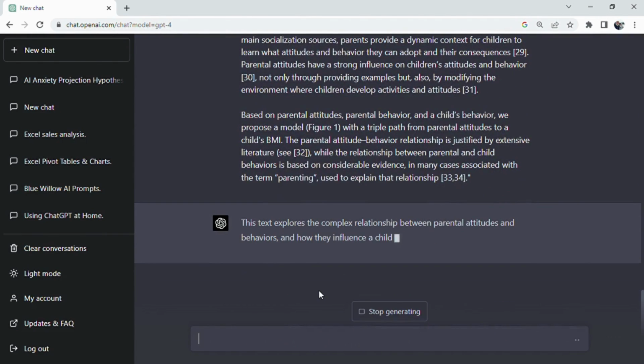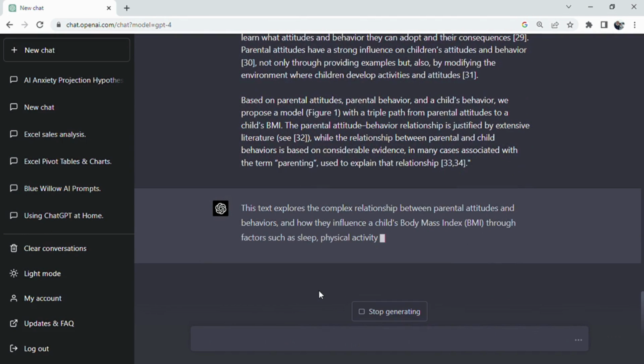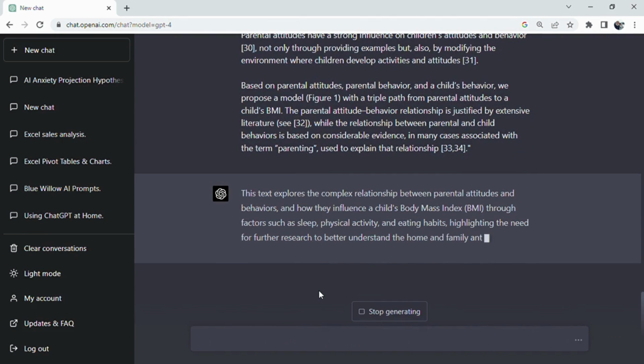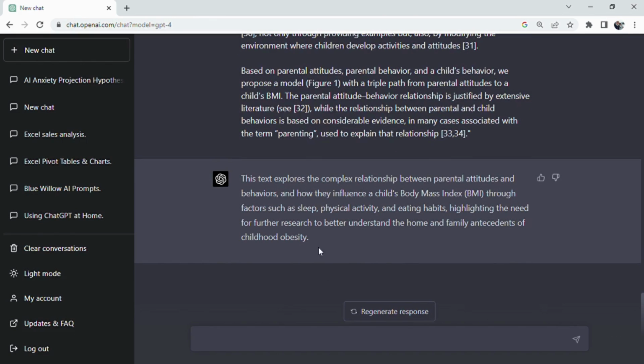At first, we are copying and pasting a very long introduction of an article about childhood obesity and asking GPT-4 to summarize it in one sentence. The result is quite satisfactory.